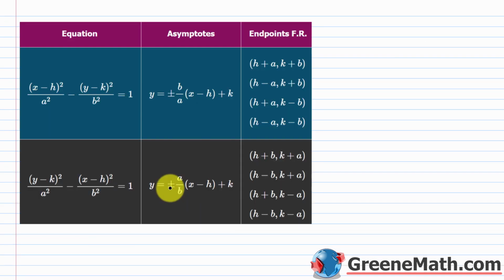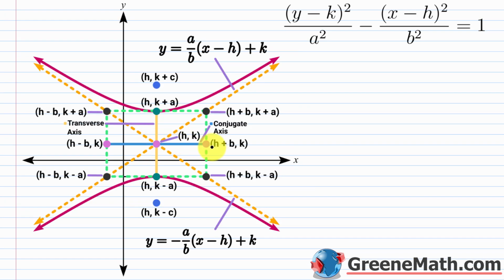Now, in terms of the asymptotes and the fundamental rectangle for this one, from the center, you're just going b units to the right and a units up. So that's h plus b comma k plus a. From the center, you're going b units to the left and a units up. So h minus b comma k plus a.